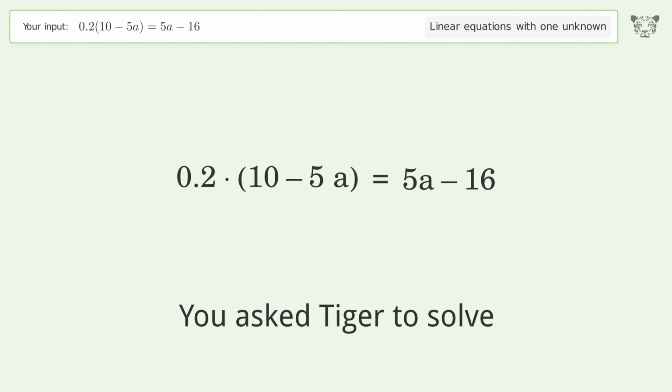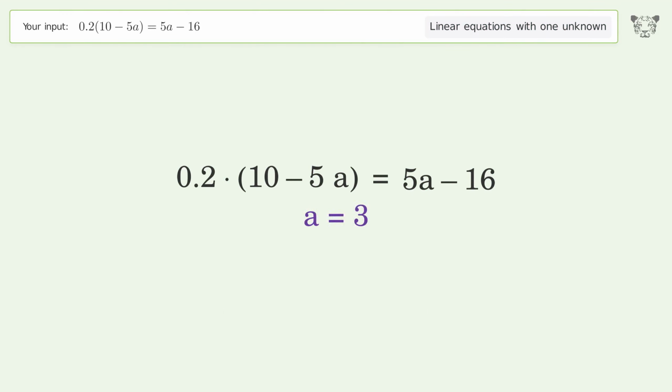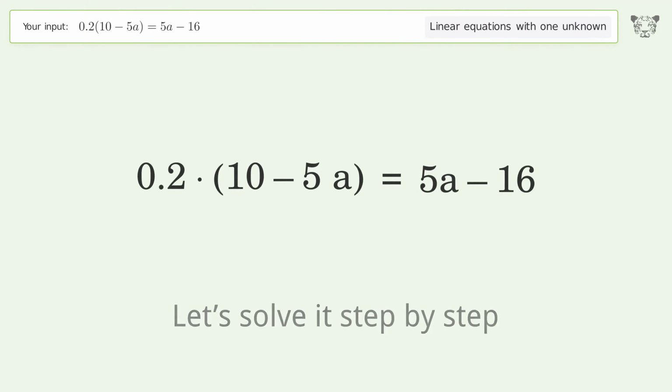You ask Tiger to solve this. It deals with linear equations with one unknown. The final result is a equals 3. Let's solve it step by step.